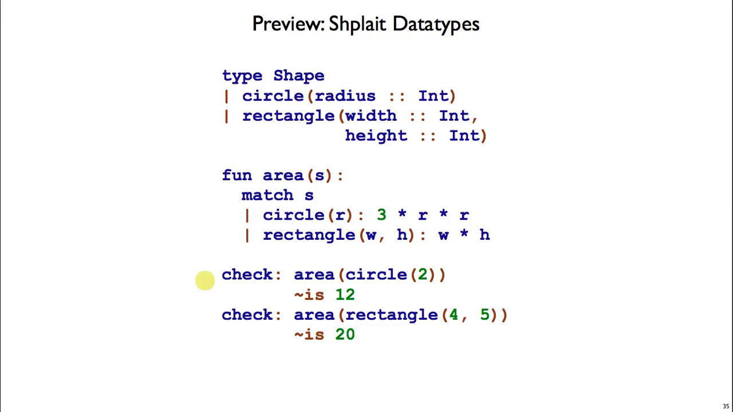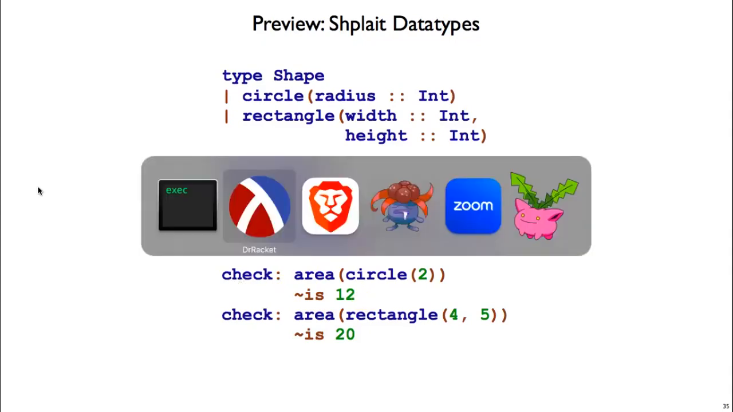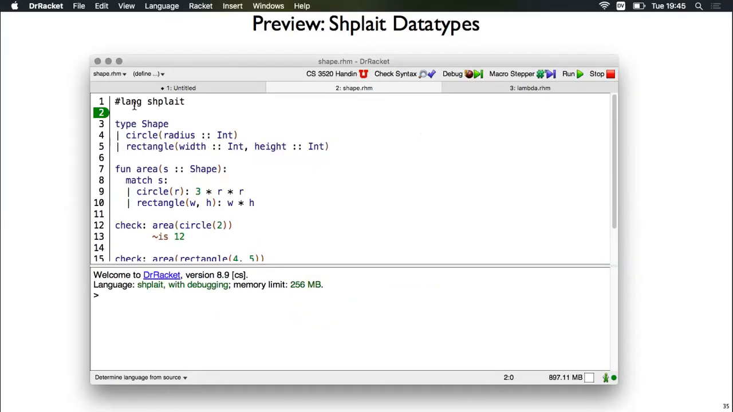Another good thing about Shplait is we have built-in testing. So we can write a check here, and then an expression afterwards, and see if that expression matches the result that we expect. Let's hop over to Dr. Racket. So we've got the same code that we just saw on the slide.